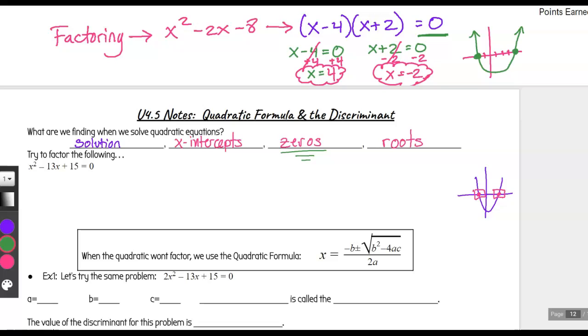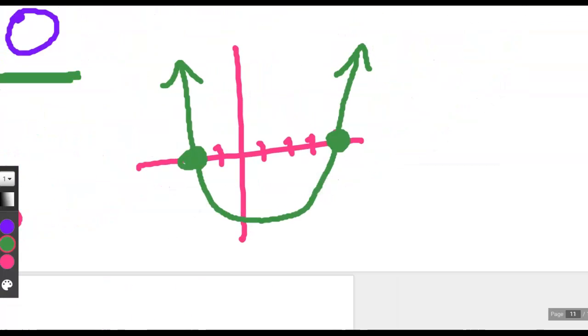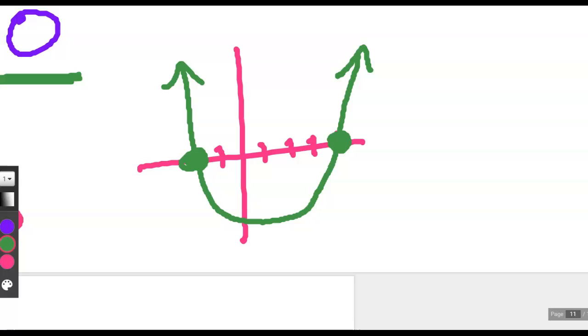Now, does every single quadratic factor? Nope. Because do you think that it's guaranteed a quadratic goes through a whole number? No, for sure not. It could be any point, any decimal between two whole numbers. Anytime you have a quadratic that goes through something crazy, you won't be able to factor it.